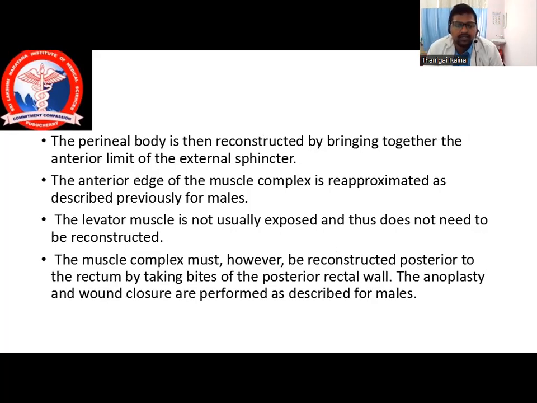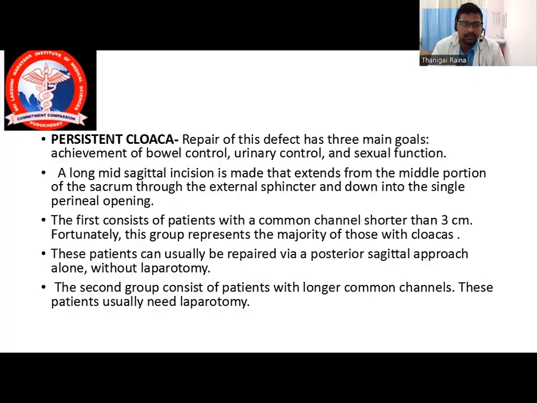The perineal body is then reconstructed by bringing together the anterior limits of the external sphincter. The anterior edge of the muscle complex is reapproximated as described previously. For males, the levator muscle is not usually exposed and thus does not need to be reconstructed. The muscle complex must, however, be reconstructed posterior to the rectum by taking bites of the posterior rectal wall. The anoplasty and wound closure are performed as described for males.